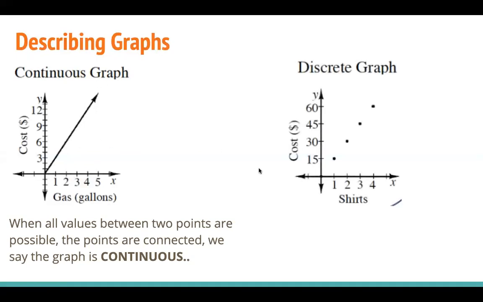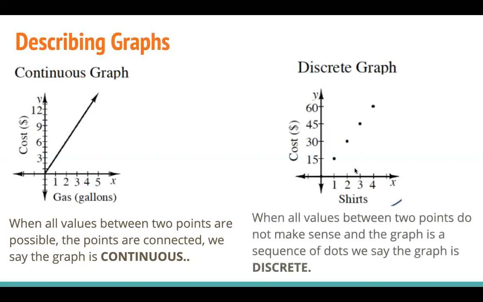Sometimes they're discrete and the numbers in between don't make sense. They're dots. So discrete looks like dots. If I'm buying a shirt, one shirt costs $15, or two shirts cost $30. It doesn't make sense to buy 1.5 shirts. So they're discrete, they're separated, and they're dots.